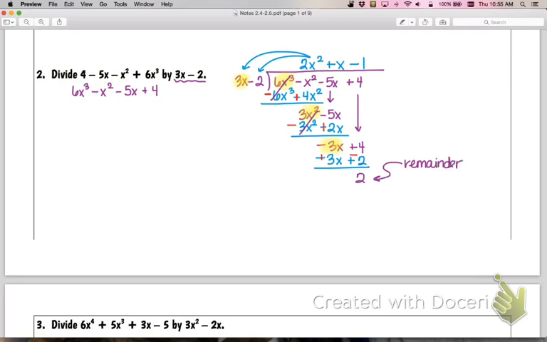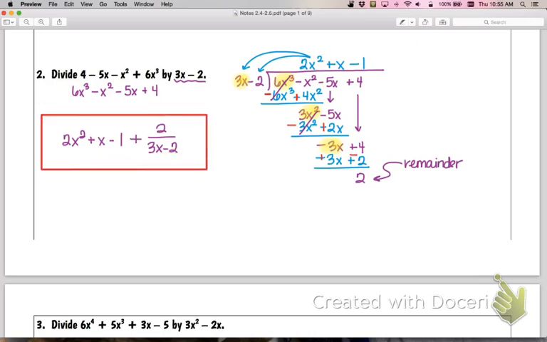And here's the way that we write the remainder. Just like how we looked at it before, where we would have written the answer as whatever and 2/3 as the remainder, we're going to write the remainder as a fraction. So it looks like this. The answer that we got, which was 2x squared plus x minus 1, plus the remainder over the divisor. So 2 was the remainder. The divisor was 3x minus 2. And so this represents our entire quotient there. Do you have questions on that?